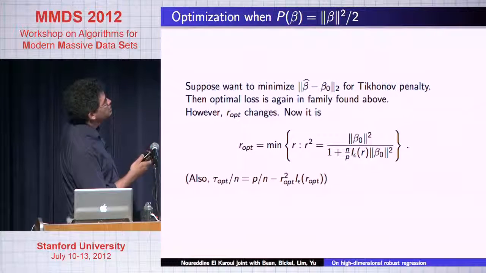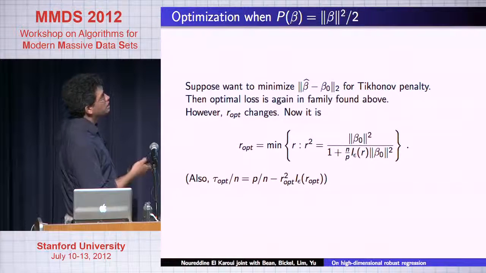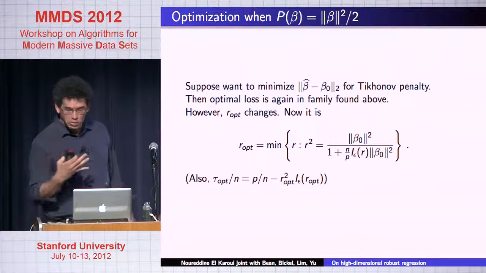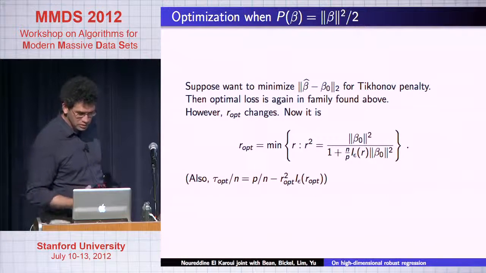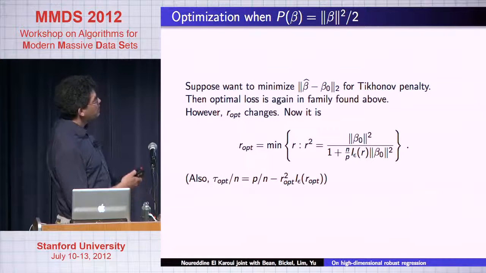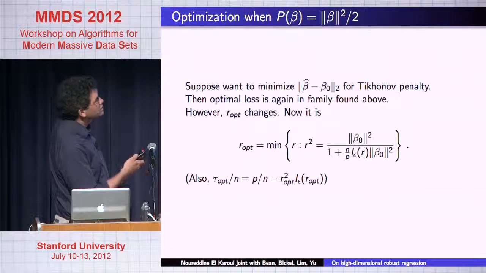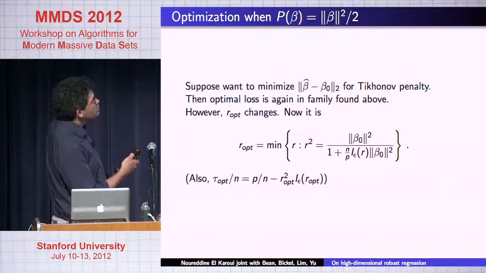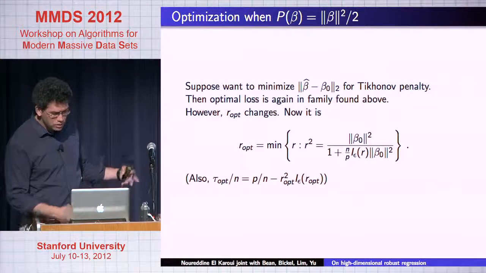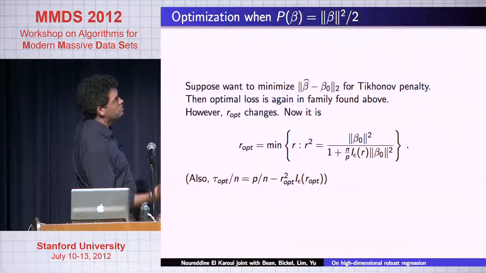And so basically what happens is that in the case of Tikhonov penalty or L2 penalty, it turns out that the optimal loss is again in the family of losses we found before, which wasn't canonical for us, at least at the beginning. But it turned out that the optimal loss is still in this family. Now, the optimal R is different, okay? It satisfies this equation. And you can also find the optimal amount of penalization you need to add. Okay, so this is all assuming the somewhat unrealistic thing that you know the distribution of epsilon.